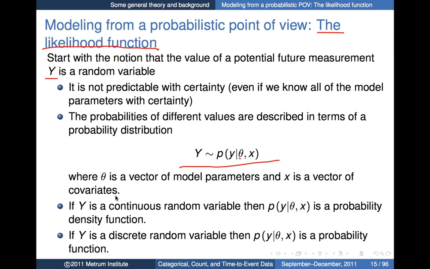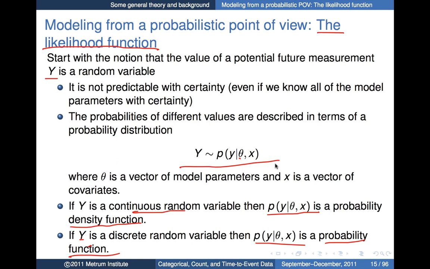Okay, the little y here right now is just our variable within our function. Whereas the capital Y is our random variable of interest. Now, in the case where y is a continuous random variable, then this p of y given theta is a probability density function. If we're working in a discrete context, so if y is a discrete random variable, then our p of y given theta and x is just a probability function. So it takes on values of probability as opposed to probability density. So that's going to be our core component we're going to be thinking about.